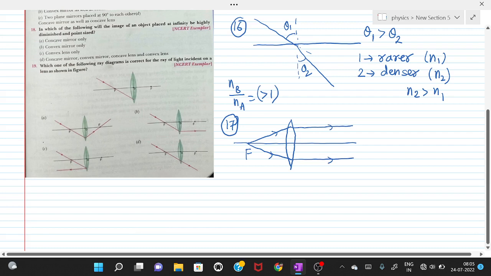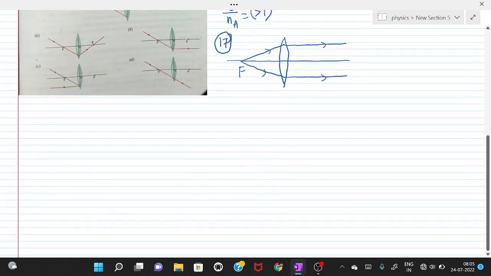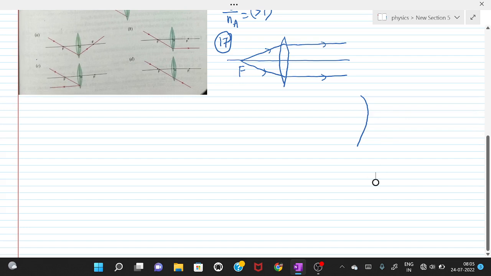And for a concave mirror, we also know that when an object is placed at the focus of a concave mirror, then what happens after it? The rays become parallel to the principal axis.